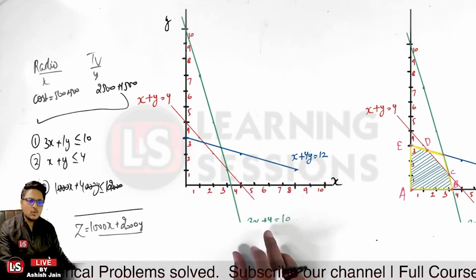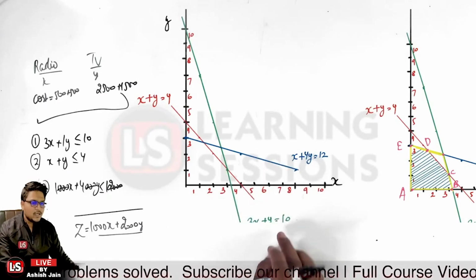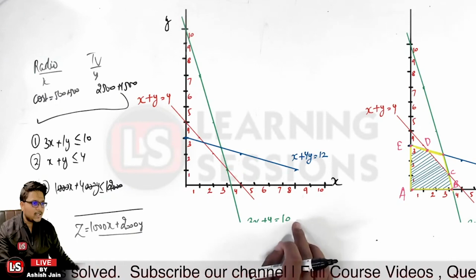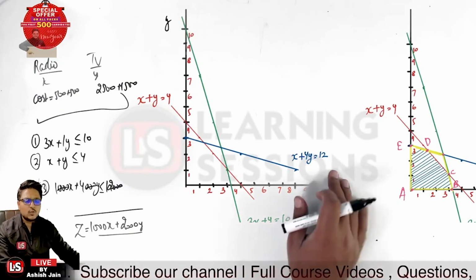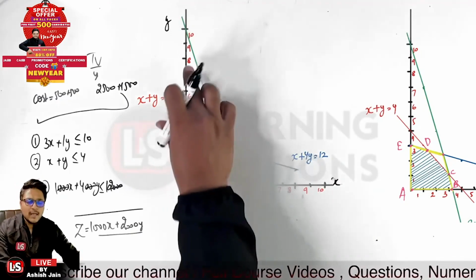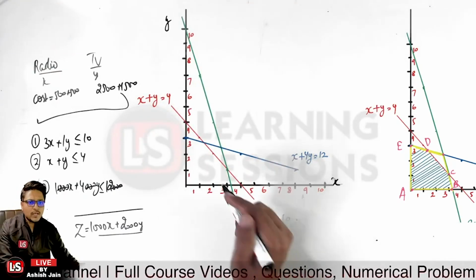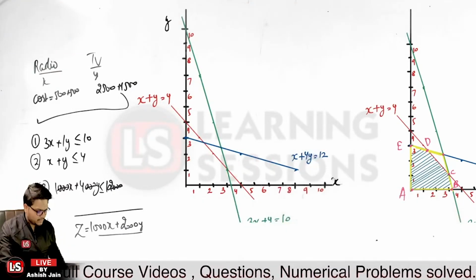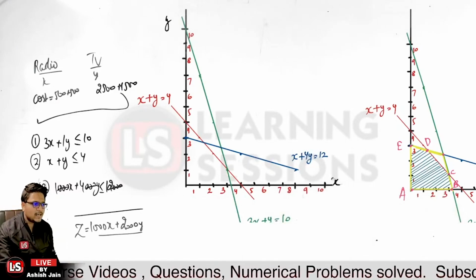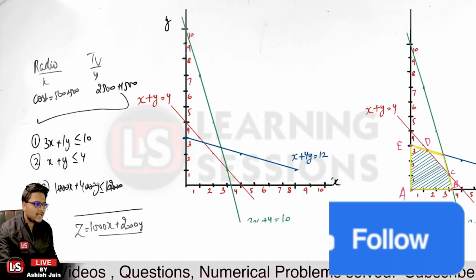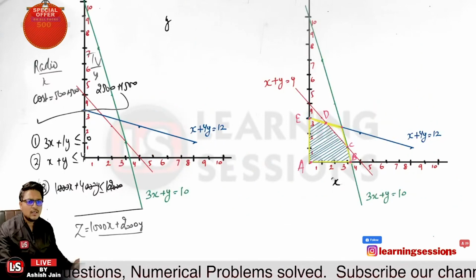So over here we drew the different graph lines: 3x plus 4y is equal to 10, further x plus 4y is equal to 12, and x plus y is equal to 4, and further we drew all these different lines. Now over here, we are basically concerned about the area that is being satisfied by all the lines.